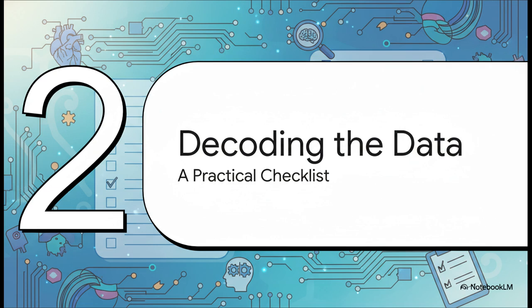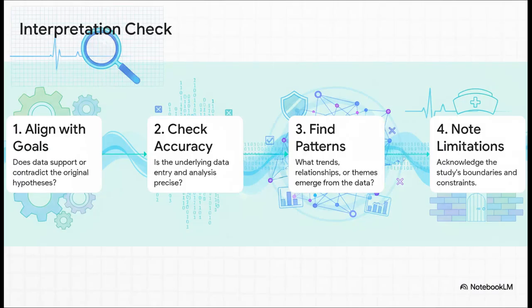It's a systematic process. So let's look at a kind of practical checklist for how you go about decoding data the right way. First off, you have to ask, does this data actually speak to my original questions? Does it support what I thought would happen, or does it challenge it? Second, is the data itself even clean? Because, garbage in, garbage out. Third, what's the story here? What patterns or trends are popping out? And last but definitely not least, what couldn't the study do? Being honest about limitations is absolutely crucial.